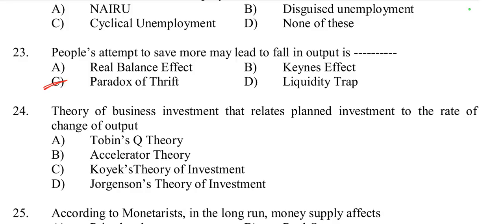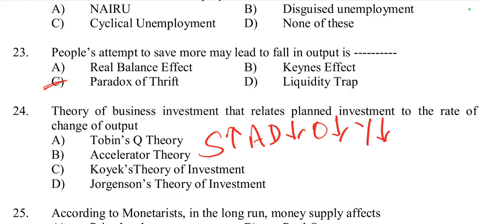If everyone saves more, then aggregate demand decreases, and when aggregate demand decreases, output also decreases. If output decreases, then income also decreases, making total saving unchanged or even lower. So this is the situation of the paradox of thrift. It means if everyone saves more, then it is a problem for the economy. Option C is the right answer.